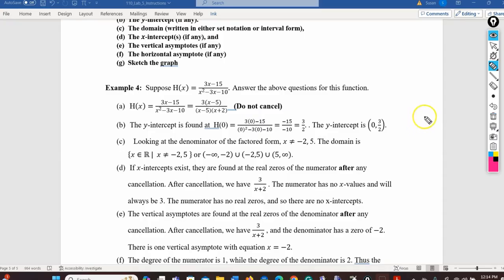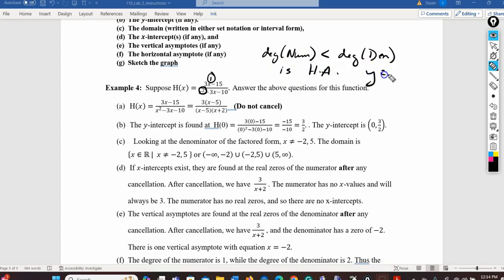Now, what about any horizontal asymptotes? Well, the degree of the numerator is 1. The degree of the denominator is 2. So the degree of our numerator is smaller than the degree of our denominator. And so for those 3 rules on the very first page, that means there is a horizontal asymptote, and it's the x-axis, which has equation y equals 0, if we're in that case.